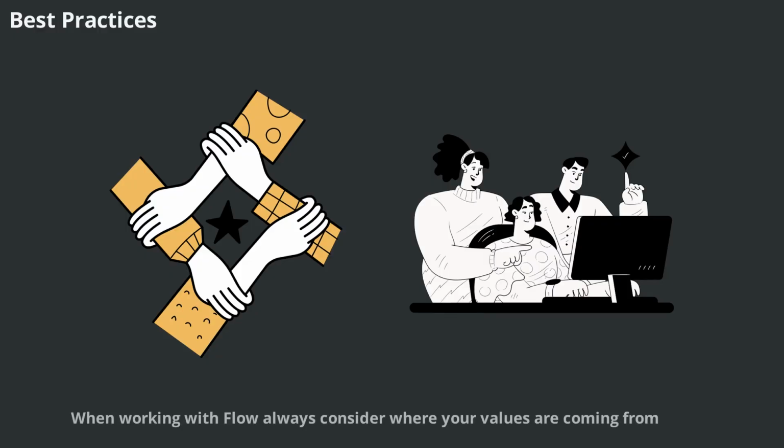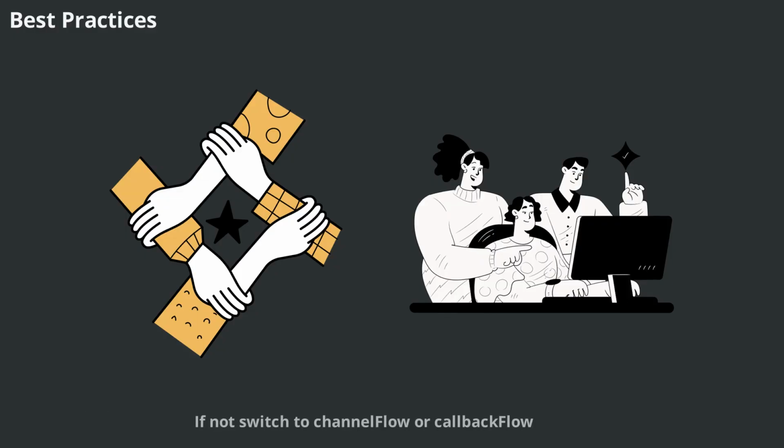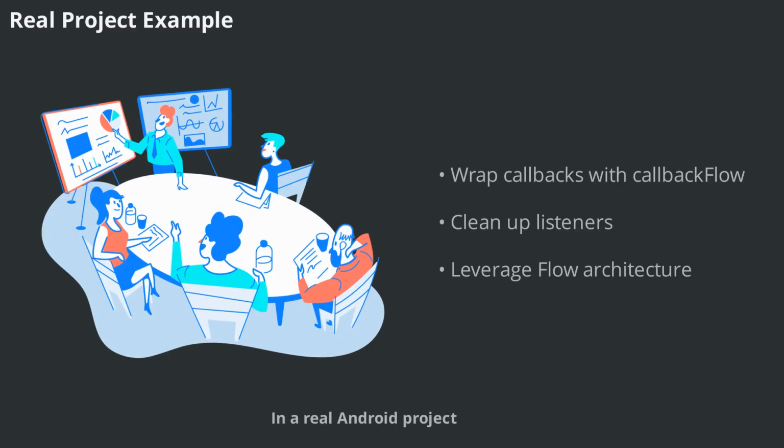When working with Flow, always consider where your values are coming from. If they originate from the collecting coroutine, a regular flow builder is fine. If not, switch to channel flow or callback flow. This simple rule helps you avoid errors and keeps your codebase robust and maintainable. In a real Android project, you might need to expose events from a third-party library as flow.